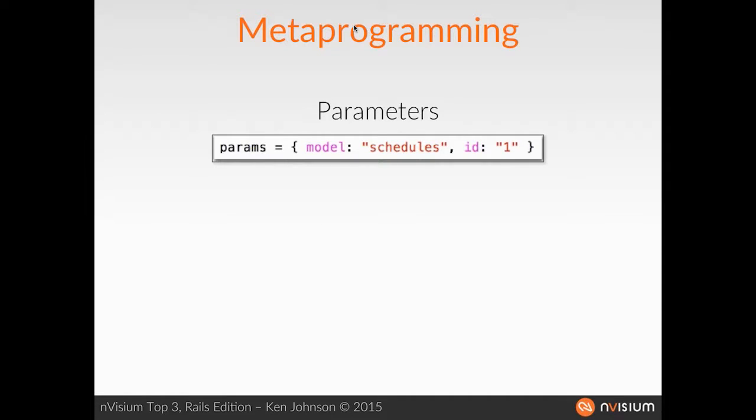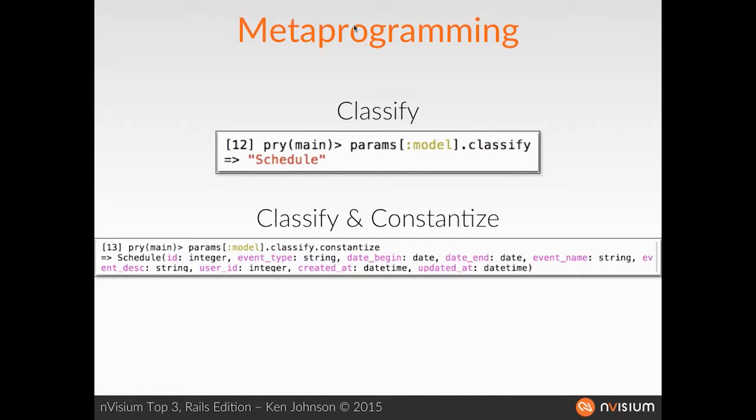So if it's not clear, let's start breaking it down. Just to give you a visual, this is what your parameters look like when I said model and ID. We've got a schedules model here, and we're looking for a record with identifier number 1, so ID is 1. Now, you can think of that as the string schedules.classify, which, as you can see at the top, just singularizes and capitalizes that string. So it's just Schedule, capitalized. But when you call classify and constantize together, it says let Schedule be an object. So this string Schedule, let's see if there's an object named Schedule that I can call. In this case we've got a Schedule model that's returned, and you can see that in the second example, because you can see schedule ID, integer, event type, string, date begins, date, and so on. That's an actual model object that gets called or returned.